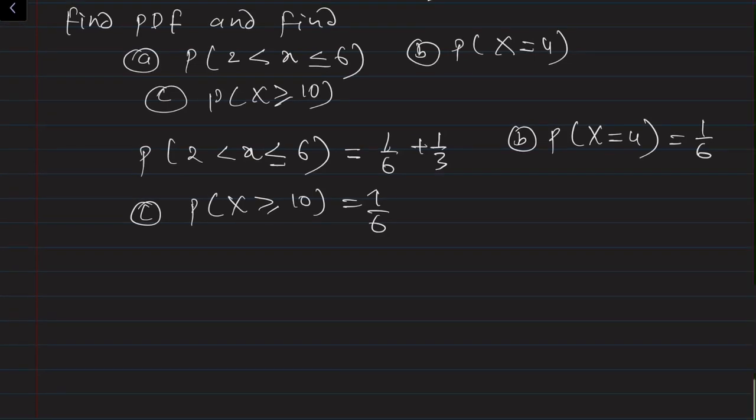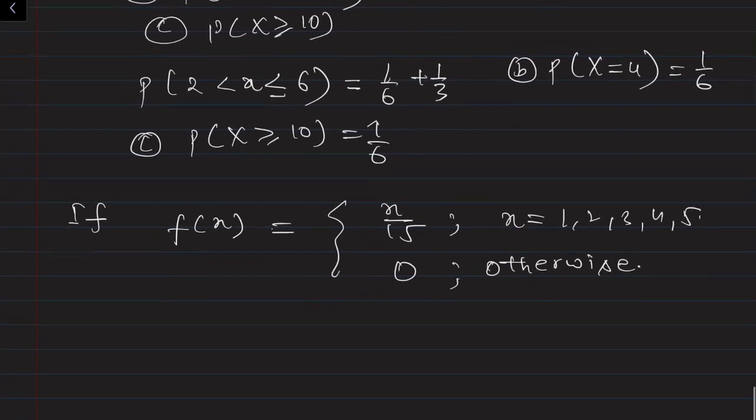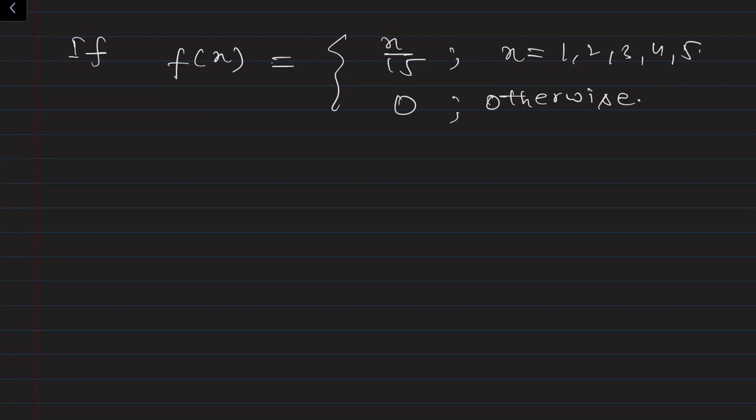Let's do one more question. If f(x) equals x over 15 for x equals 1, 2, 3, 4, and 5, and 0 otherwise. Now you are asked to calculate the probability when x is greater than half but less than 5 over 2, given that x is greater than 1. So this is the conditional probability.